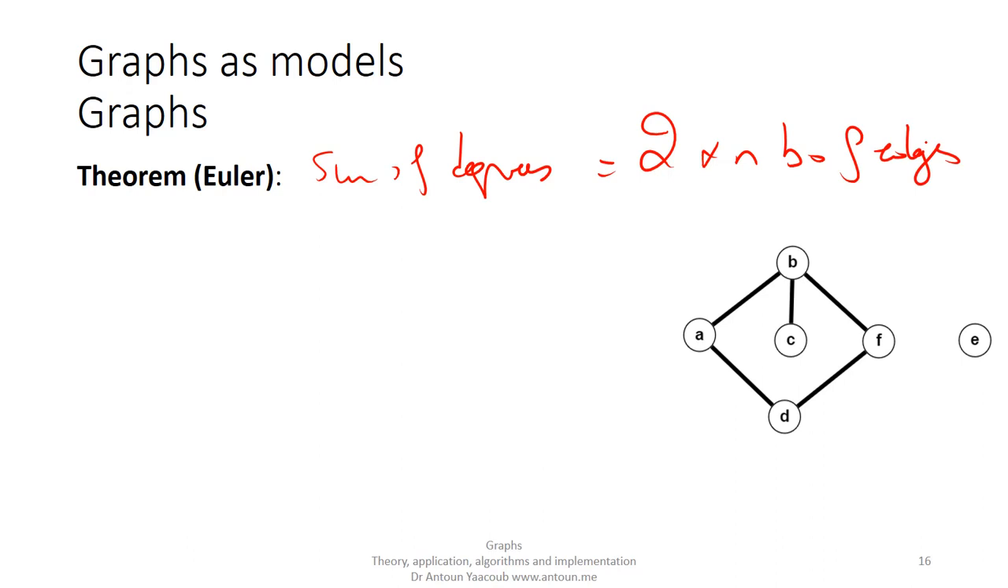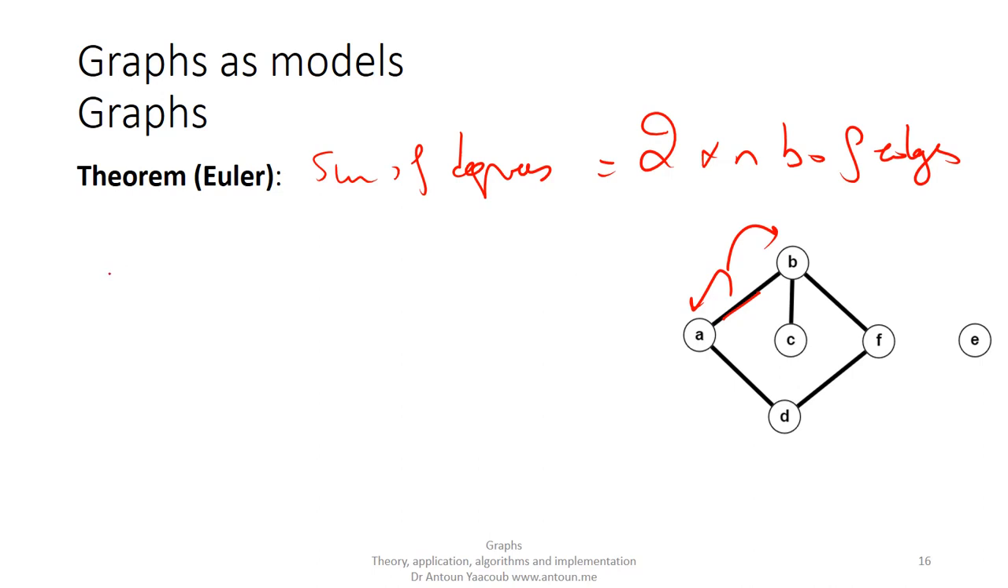This is easy to prove, because every edge contributes twice to the degrees. I count this edge once here and once here. This is why the sum is equal to double the number of edges. We have some corollaries, so from this we can deduce other things. However, in our course we will not do the proofs, because we are doing computer science and we are not interested in the proofs of these theorems and corollaries.